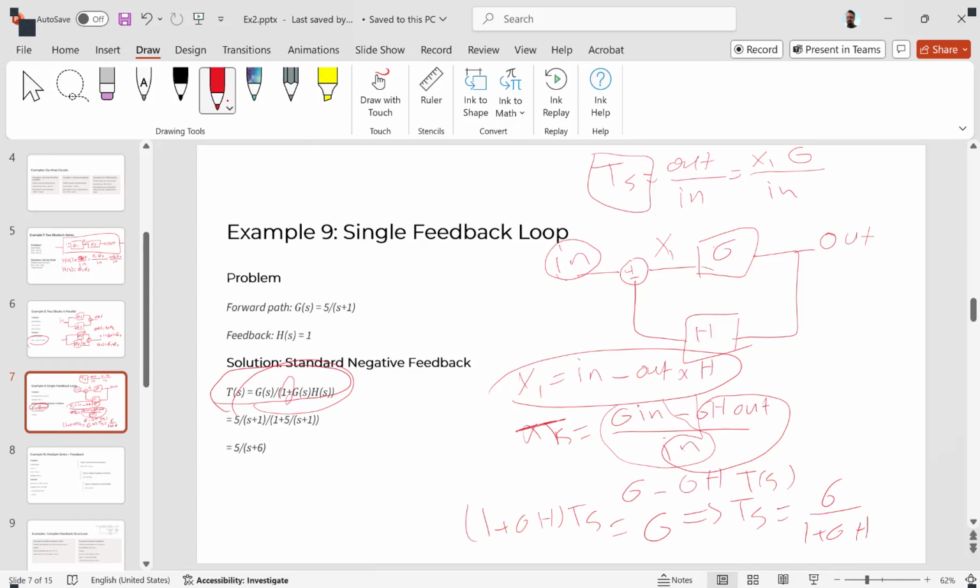Now, we already said, if instead of negative, here we have positive, this would change. That means this would change. That means this would change. That means this one is changing to negative and this one is changing to negative. So if in your feedback, you are adding output and input together, instead of 1 plus GH in denominator, you have 1 minus GH in denominator. Is that clear? Can I move on to the next one?